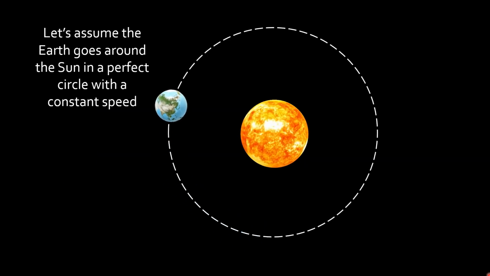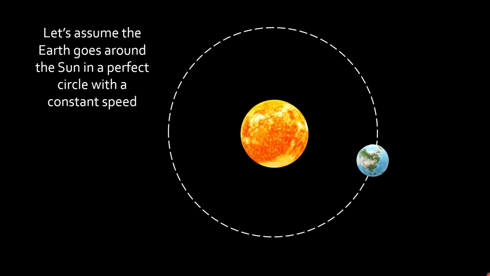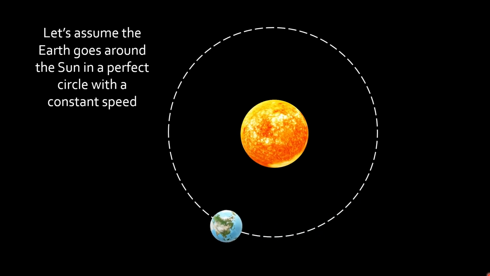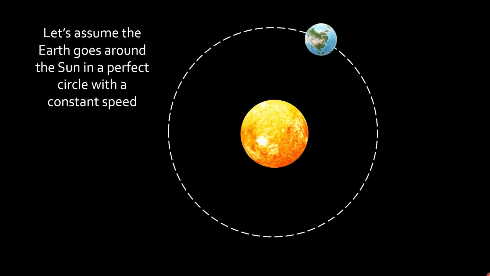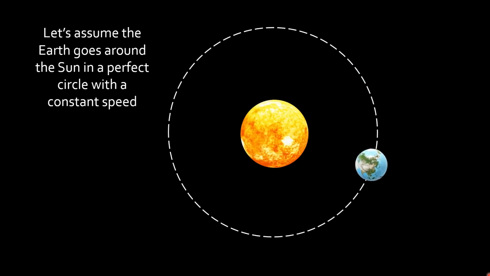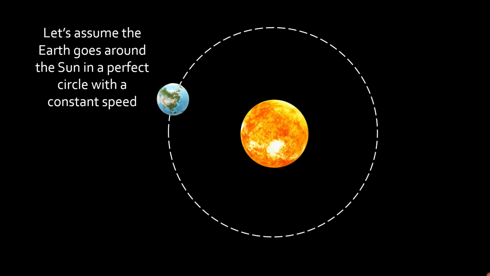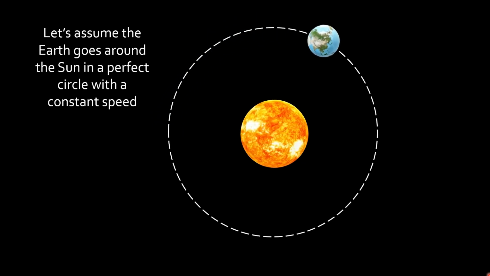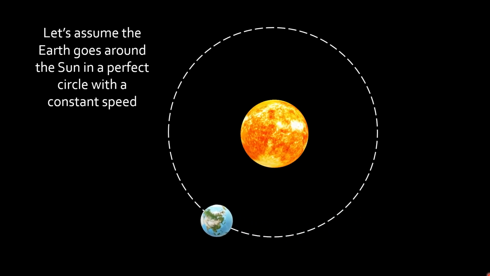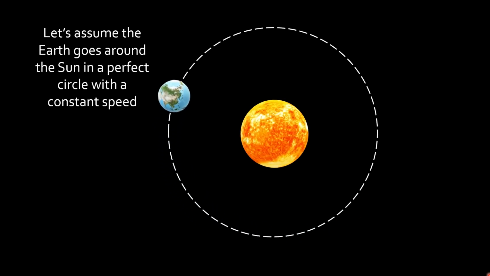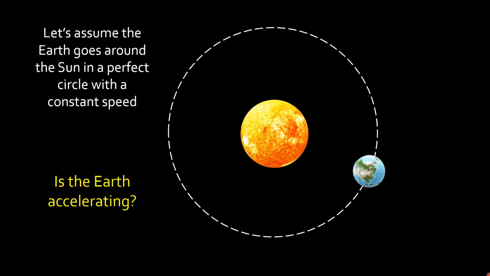One last question for you. In this situation, I have the Earth going around the sun, and we're going to assume that the Earth follows a perfect circle with a perfectly constant speed. In real life, it's not exactly like that, but it's actually pretty close, so this isn't a bad example. So in this situation with a perfect circular path and a perfectly constant speed, my question is the Earth accelerating?